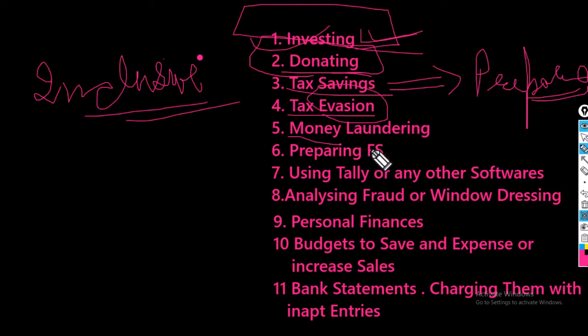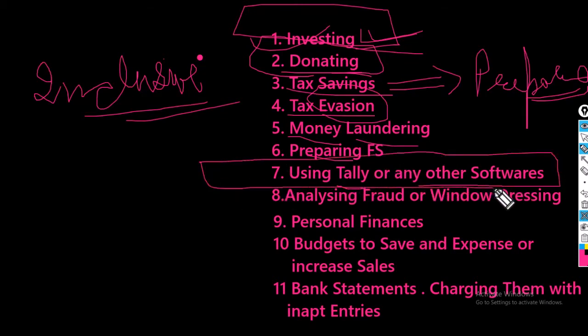You can prepare your own financial statement, P&L, CFS or balance sheet and every other ledger possible. You can easily use Tally or any other software in the world, because almost all the software works the same as Tally. Analyze fraud or window dressing in a financial statement. That is, window dressing is making a financial statement look good although it does not look that good. That is personally makeup. Okay.